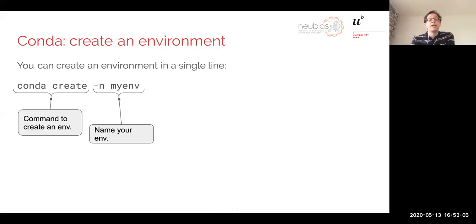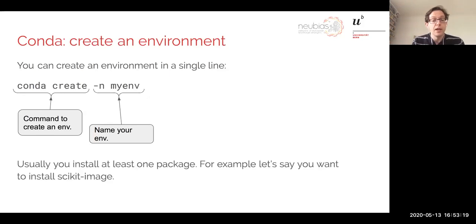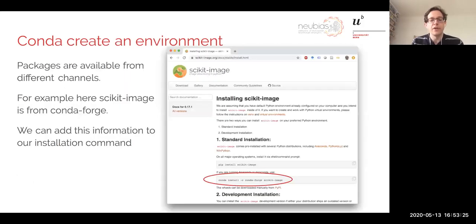Okay, so how do we create an environment? How do we create these closed spaces? To create these closed spaces, you use this conda create command, and then you give a name. You call it myenv, or I called it biopy, for example, for the course. And then you usually install at least one package. If you don't install anything, it's going to be empty, not even Python, not even pip, nothing in there. So you will install, for example, scikit-image.